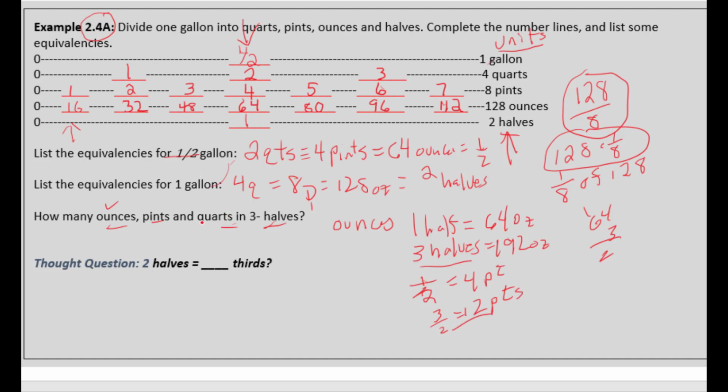For quarts, 1/2 equals 2 quarts. So I'll put it over here. 1/2 is 2 quarts. So if I triple this to 3 halves, I'm going to triple this to 6 quarts.